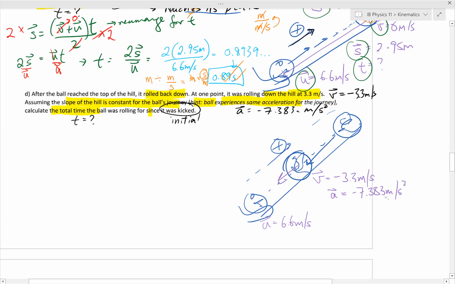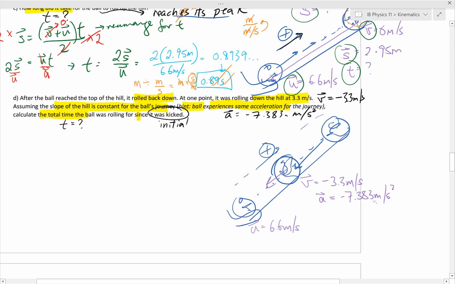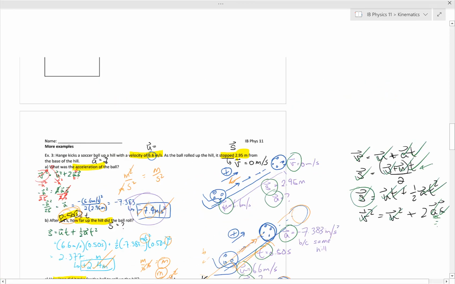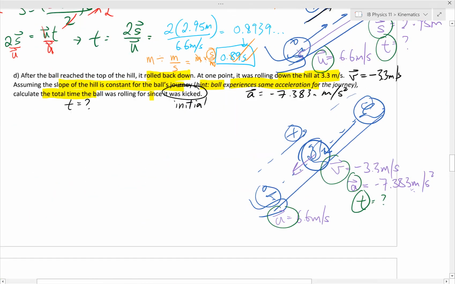Let's identify which equation we need. We are asked for the time, so I've got to write that down. UVAT, let's search it up. It looks like the first one is our hit. We have V, we have U, we have A, and we want to find T. And hey, we'll be using all four of our kinematics equations. So let's write it down.